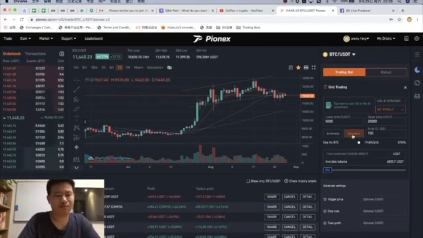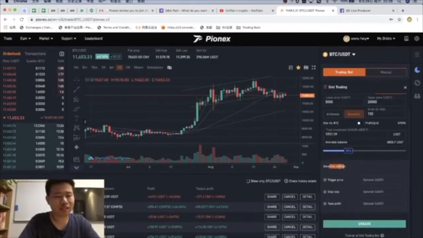Once I have an idea of creating a new grid trading bot, I will choose geometric because I like the same profit per grid, and because I always love to set a wider range. This is the place to input your investment. I can also use this scroll bar to pull and choose my investment. So it's very easy. There are also some advanced settings: the trigger price, stop loss, and take profit. And I think they are also easy to understand.